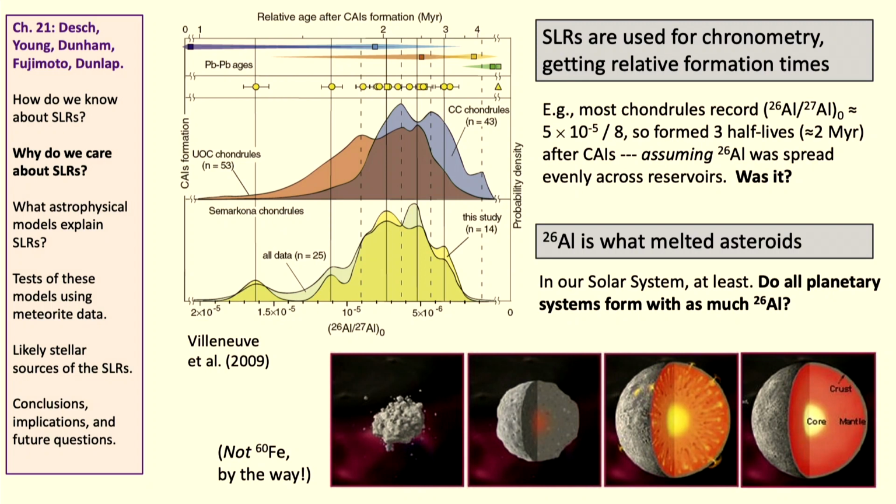So actually, we can do very precise chronometry, but we always have to test this assumption that there's a uniform, homogeneous amount of aluminum-26 in the solar nebula, and we have to test that, which is something I'll discuss. This community should care about aluminum-26 because it's what melted asteroids. And by the way, it's not iron-60. It might have been important if it were at the higher value, but the lower value, it's not significant at all.